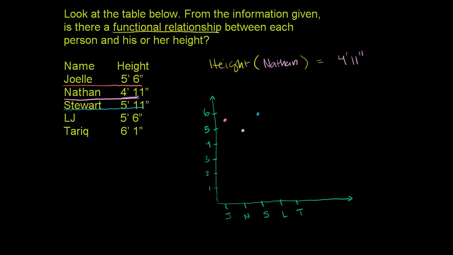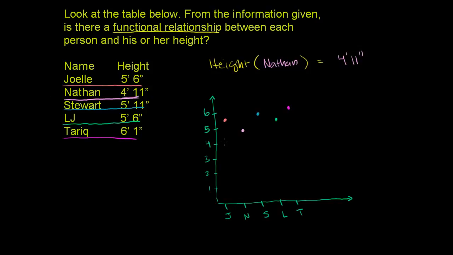Then you have LJ. LJ's height is 5'6". So you have two people with a height of 5'6", but that's OK, as long as for each person you only have one height. And then finally, Tariq is 6'1". He's the tallest guy here. Tariq is right up here at 6'1". So notice, for any one of the inputs into our function, we only have one value. So this is a functional relationship.